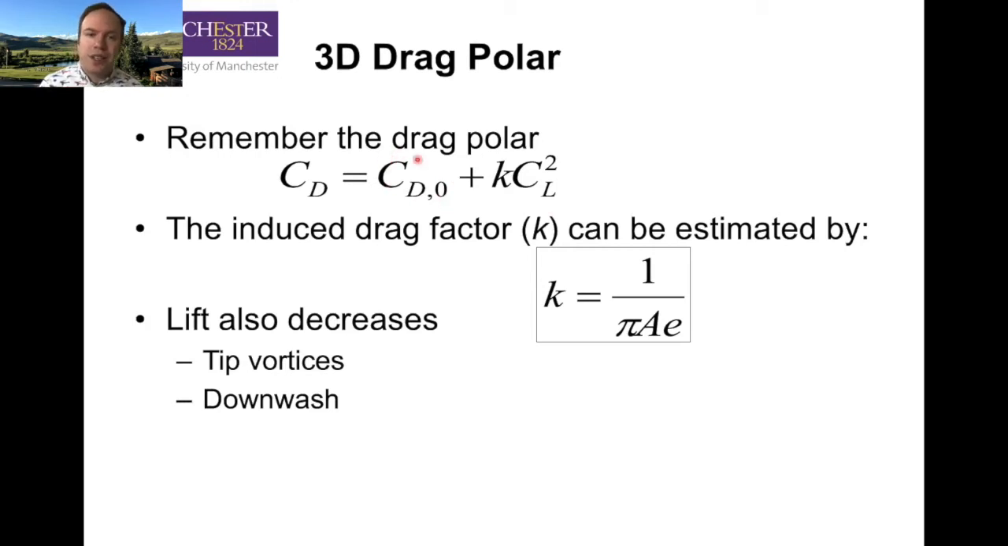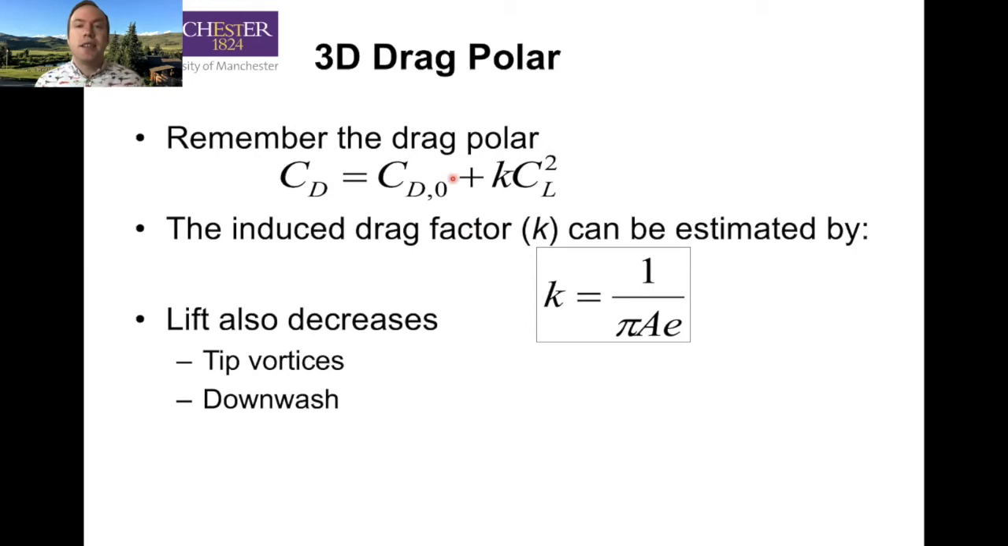And the lower our CD naught is, the more efficient our wing is at cutting through the air, even if it generates no lift. What that means is our wing gets more efficient as our aspect ratio goes up and as we get closer to that ideal elliptical lift distribution. We also then have things with tip vortices and downwash, and that's in this relationship. It's the tip vortices and downwash that give us our 3D drag polar. So anytime you hear the word drag polar, think of this equation.